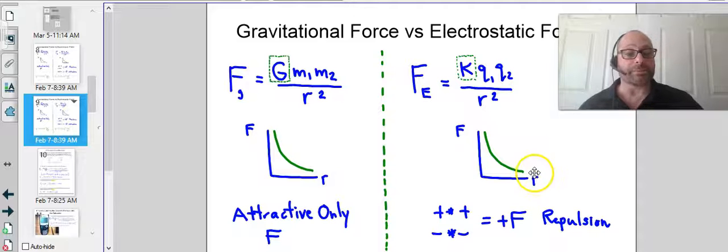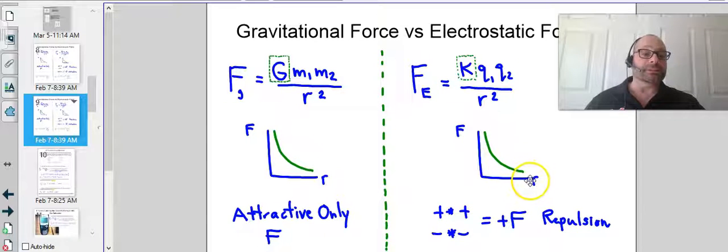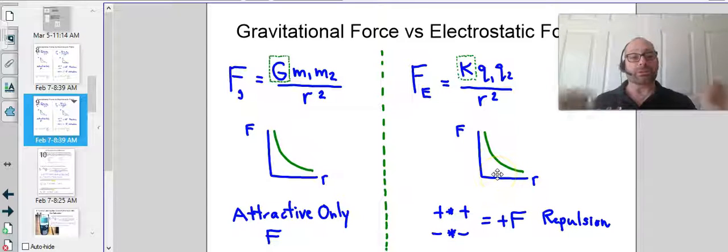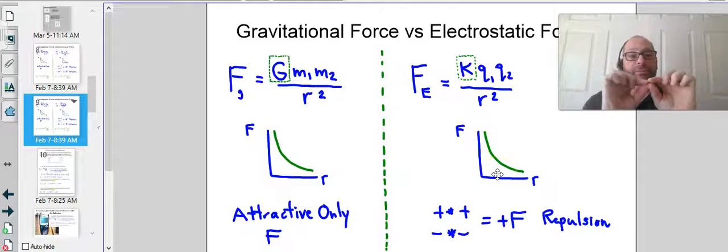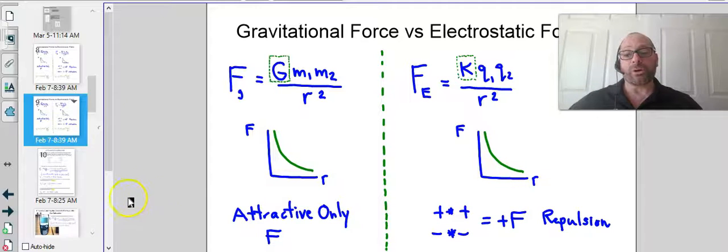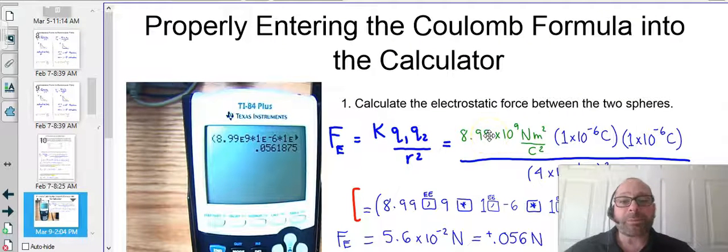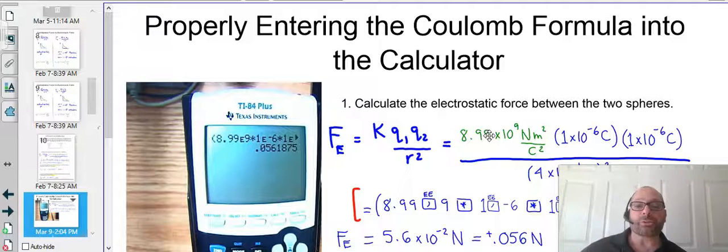1 over r squared. So if you double a distance, you're getting further away. You're getting a weaker force of attraction or repulsion. In this case, it was repulsion. And if you bring the two charges closer together, you increase the attraction or the repulsion by 1 over r squared. Okay, in the last part of this video, we're just going to take a closer look at properly entering the Coulomb formula into your scientific calculator.